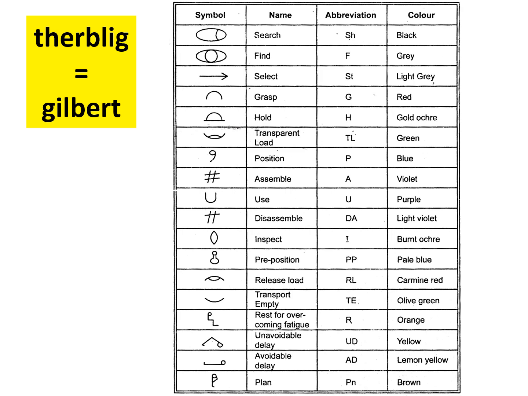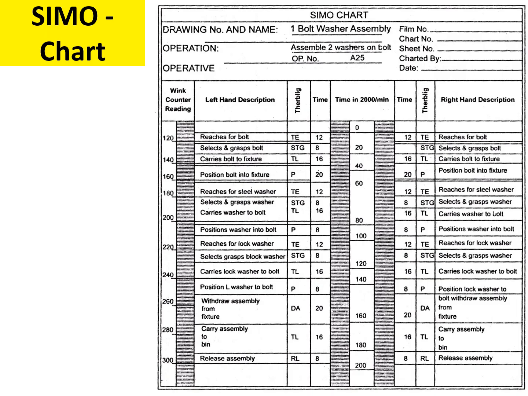Here we are using black color for that. The second one is find, where the retina is at the center of the eye, and this is denoted by the abbreviation F. It is used for finding operations and shown in gray color. Likewise, we have a set of symbols for every activity of the worker. And this is an example of a SIMO chart, for bolt washer assembly data for a worker.